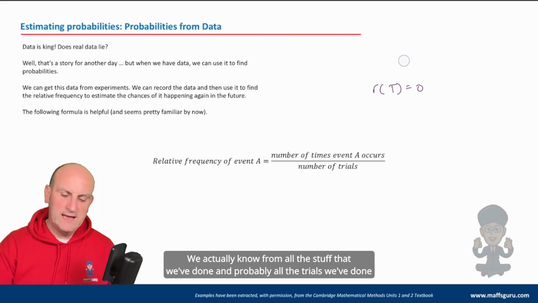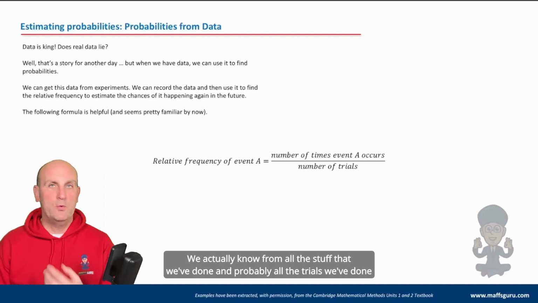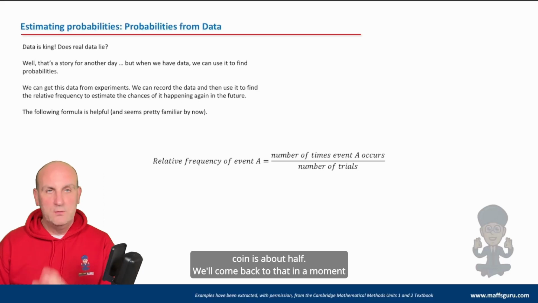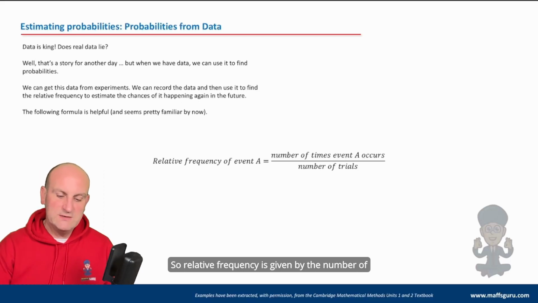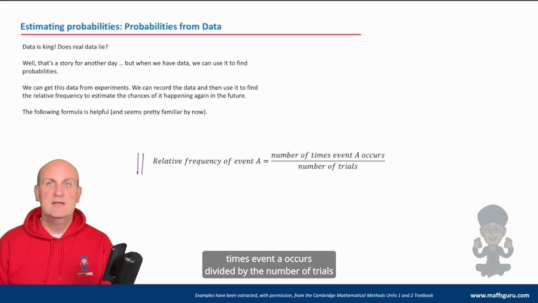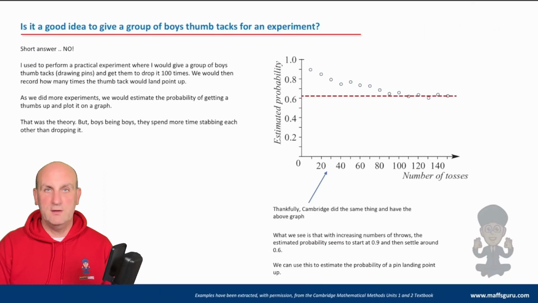But we actually know from all the stuff that we've done and probably all the trials we've done, the probability of getting a head or a tail on a coin is about half. We'll come back to that in a moment. So relative frequency is given by the number of times event A occurs divided by the number of trials.